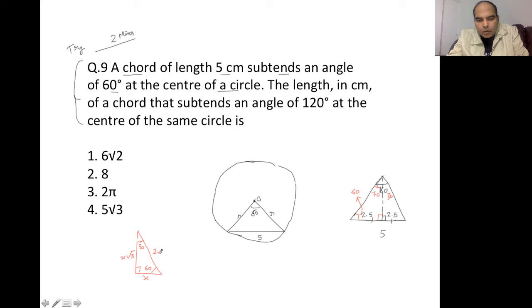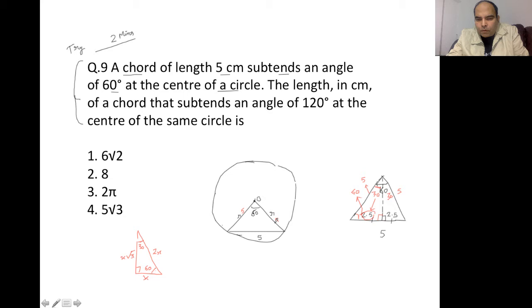So in this situation, since we know that 2.5 is the side opposite 30, we can make out that the radius, which will be the side opposite 90 in this case, would be 5. And both these radii will be the same, so both these lengths would be 5. So we realize at this point that the length of the radius of the circle is 5 units.